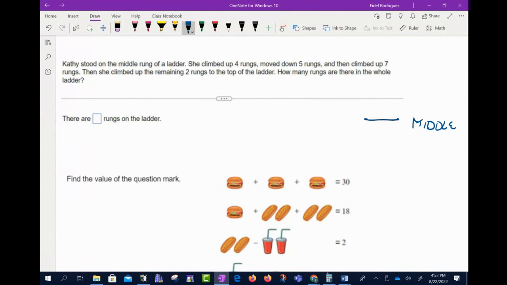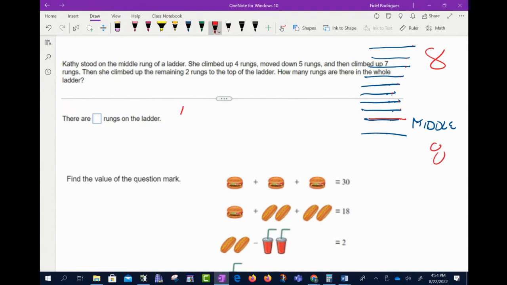Okay. Now it says she climbed up 4 rungs. So 1, 2, 3, 4. Okay, then she moved down 5. 1, 2, 3, 4, one more, 5. Then she climbed up 7. Okay, 1, 2, 3, 4, 5, 6, 7. Then she climbed up 2 more and she got to the top. How many rungs are on the whole ladder? Well, let's take a look. If this is the middle right here, let's count how many to the top. 1, 2, 3, 4, 5, 6, 7, 8. So if it's 8 to the top, then it's got to be 8 to the bottom. There's got to be a total of 16. Okay.